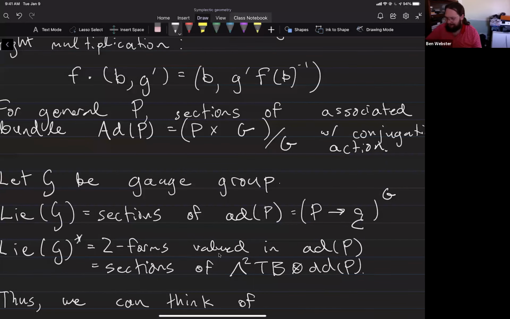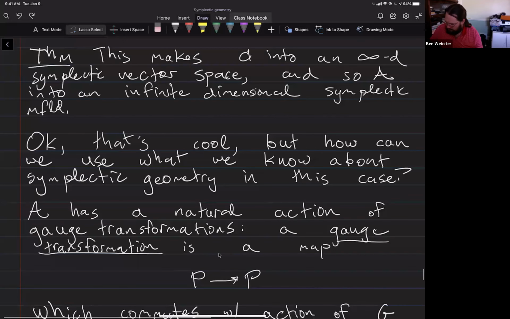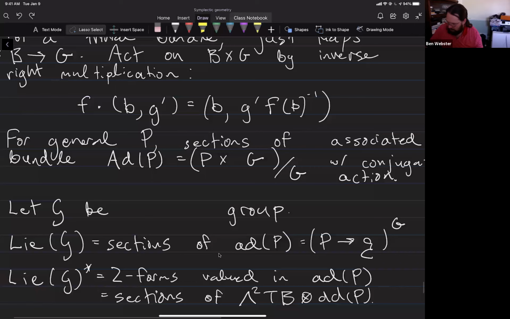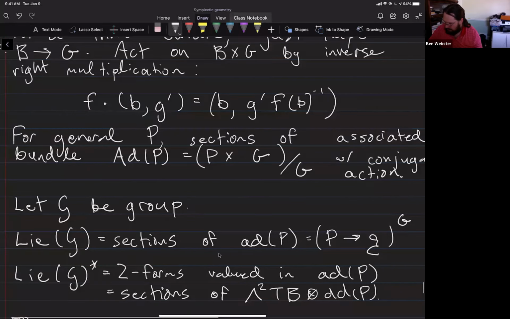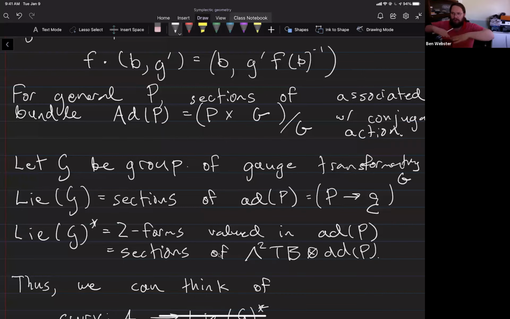So let G be the gauge group, the group of gauge transformations. And I should say, you should think of this as kind of a set of coordinate changes, right? It's a way of kind of rotating the fibers upstairs without changing anything about what's happening downstairs. So it's sort of exactly the things where you can't see anything about what changed downstairs.